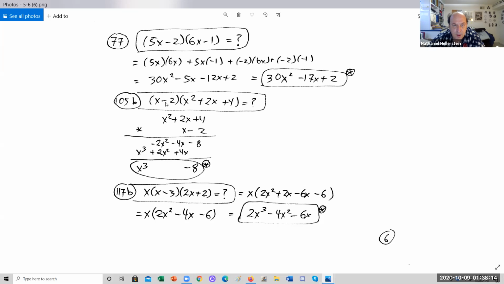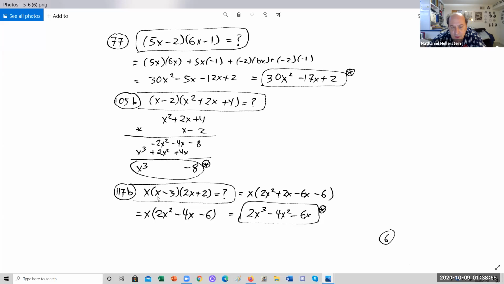There. Here, binomial times trinomial. This is like the one I showed before where most of the inner terms cancel out. x squared plus 2x plus 4, that's here, times x minus 2 here. Minus 2 times 4 is minus 8. Minus 2 times 2x is minus 4x. Minus 2 times x squared is minus 2x squared. x times 4 is 4x. x times 2x is 2x squared. x times x squared is x cubed. Add up these partial products. The middle two terms cancel each other out. I'm left with x cubed minus 8.